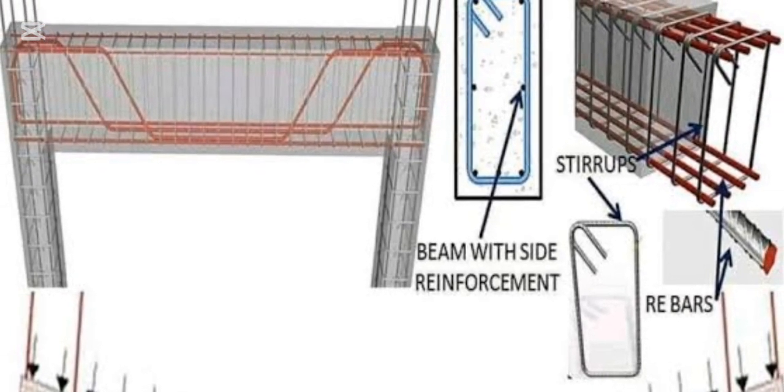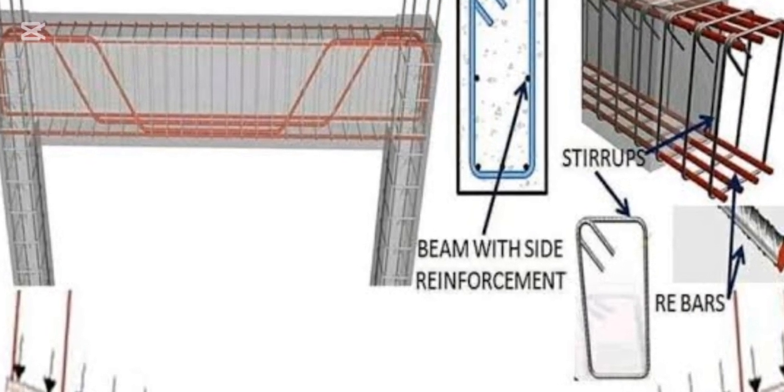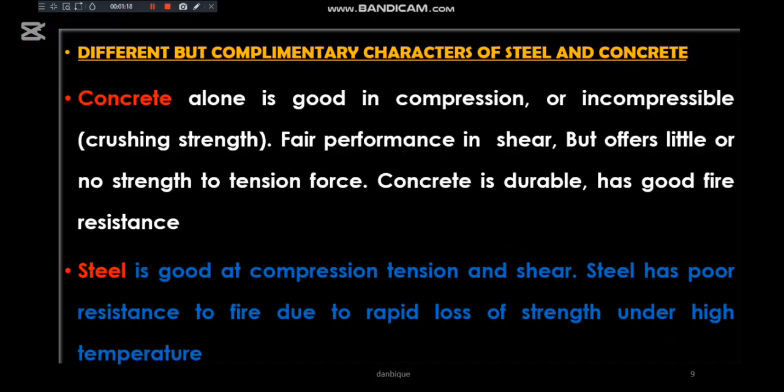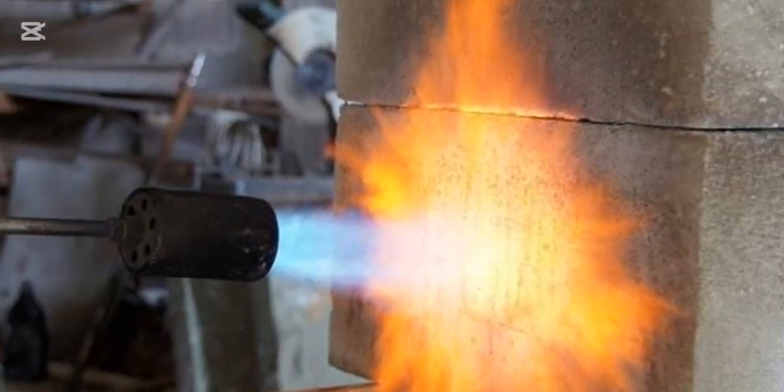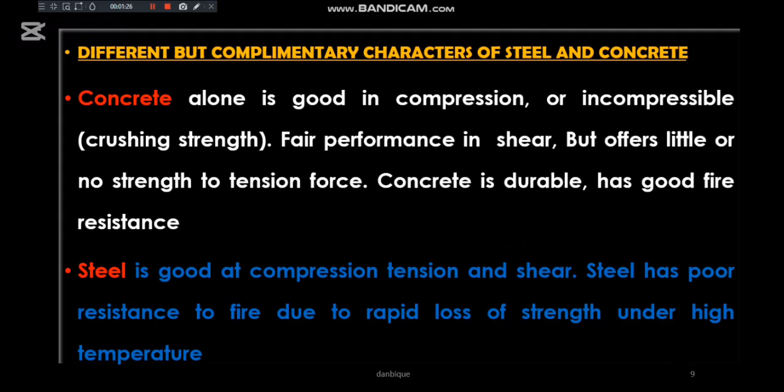Steel is good at compression if you compress steel, but concrete is best for it, but steel is good at compression, tension, and shear. Steel has poor resistance to fire due to rapid loss of strength under high temperature. Like we said, concrete is good in fire resistance, but steel does not have that much resistance to fire. It tends to lose its strength rapidly under high temperature. So this difference in character complements each other in carrying out their function in making the structure stable. So they are different, but they are complementary. That is why we have reinforced concrete.